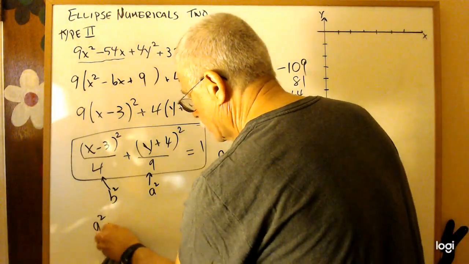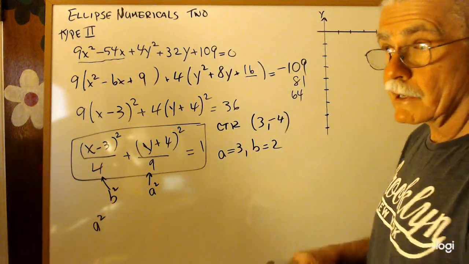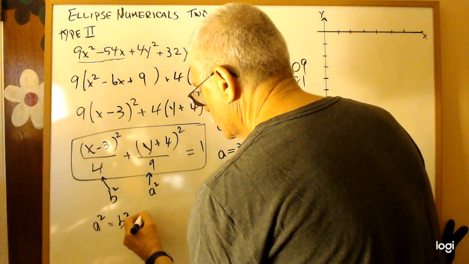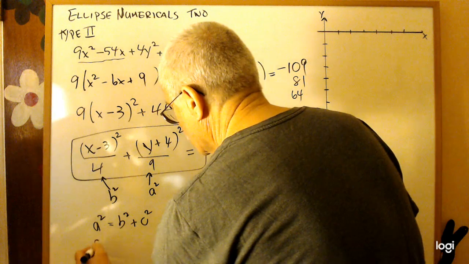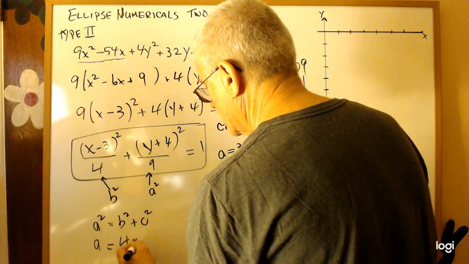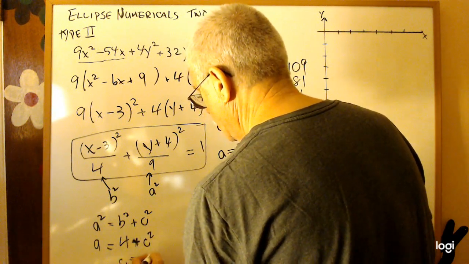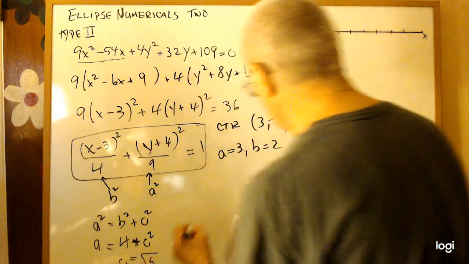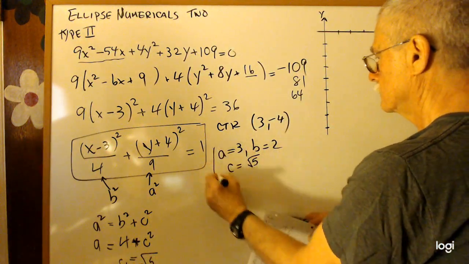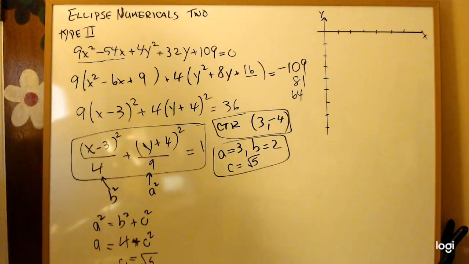There we go. A squared is the greatest of those 3 quantities. Not going to be true in a hyperbola, by the way. So a squared equals b squared plus c squared. a squared is 9, b squared is 4, so c squared is 5. So c would be radical 5. Okay? So these are the important pieces of information so far.